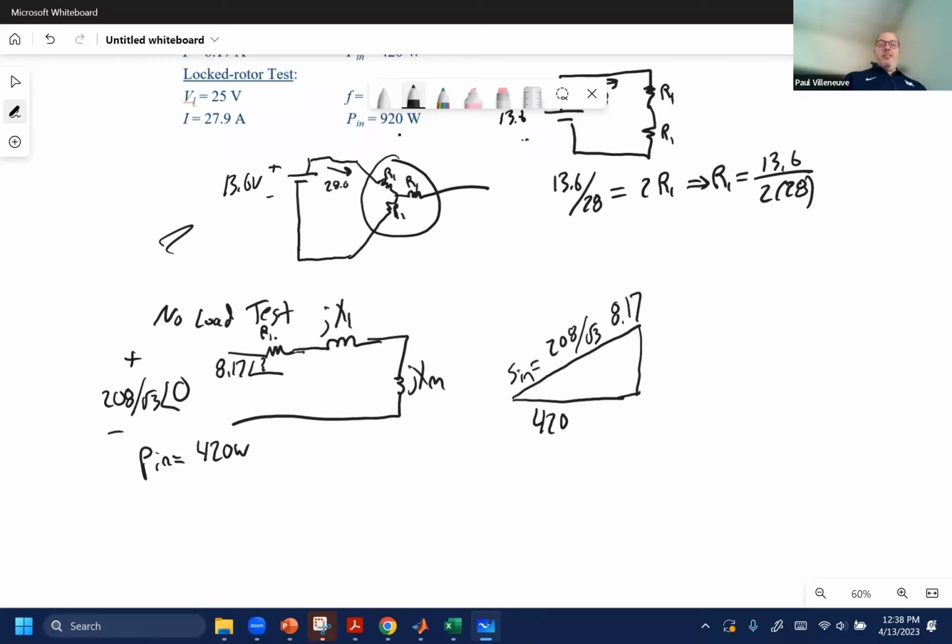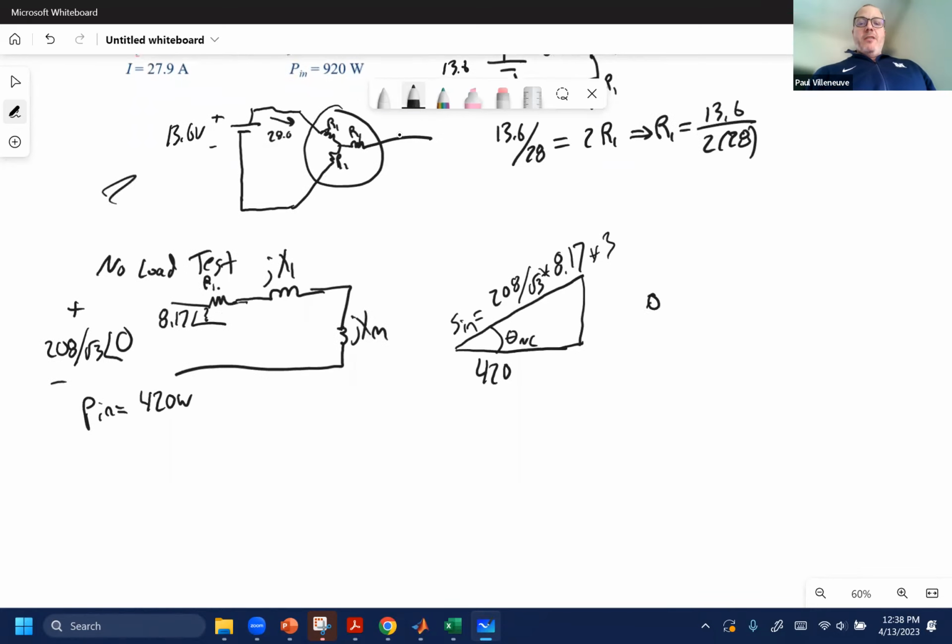Is there anything missing from S in? Do I have all my equation correct? We talked about this in the last class. Don't you have 3 phases? And this is the power for one single phase. Don't I need to multiply that by 3 to get the total power? So now my theta, no load, can be found.